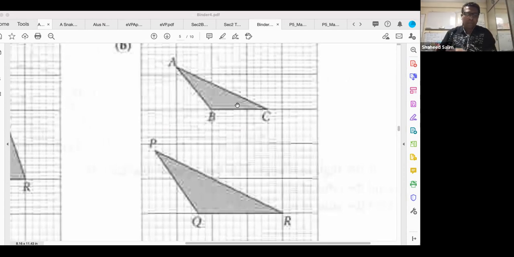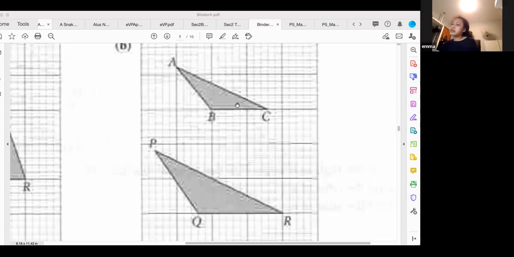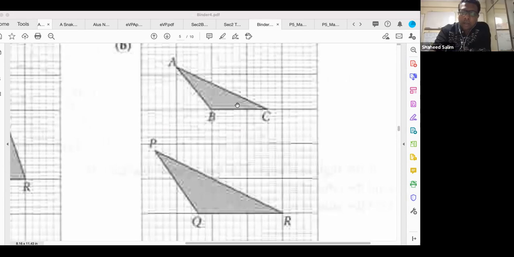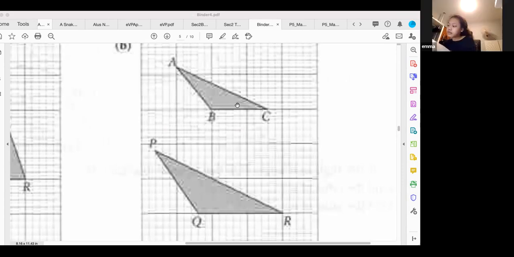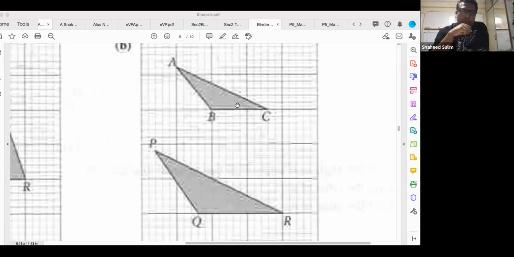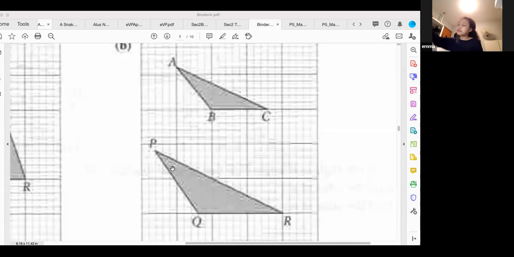Well, how has your teacher taught this? Has your teacher taught you like that? So how does she compare? Does she use a ruler to measure? Does she remap the thing? My suggestion is do a translation. That means shift this down and see whether it fits. We didn't do a question like this.